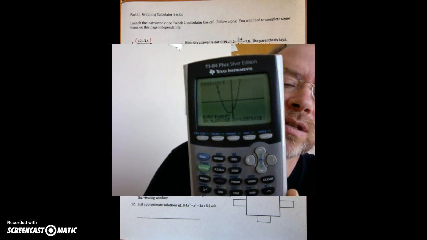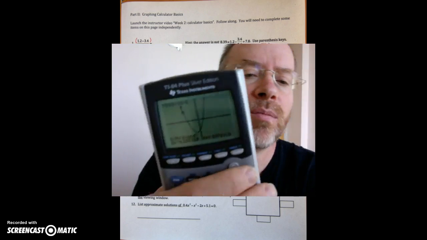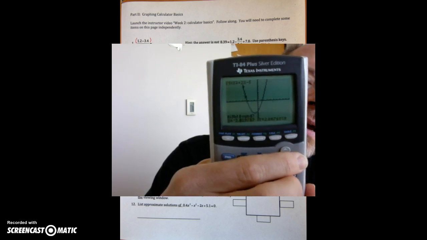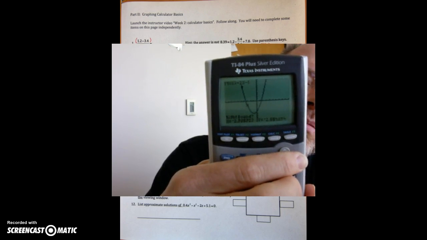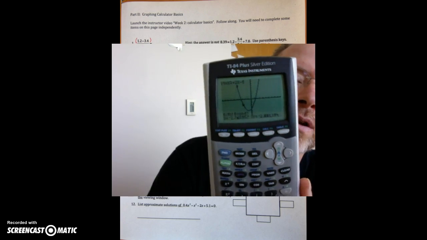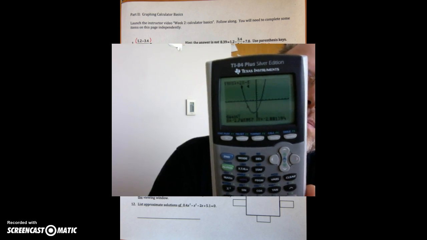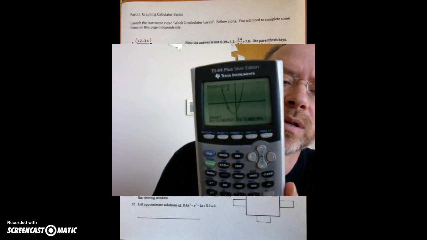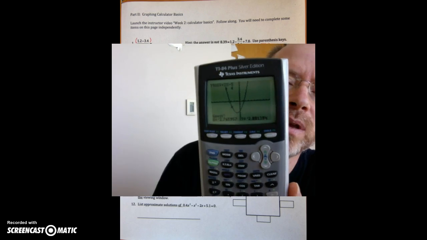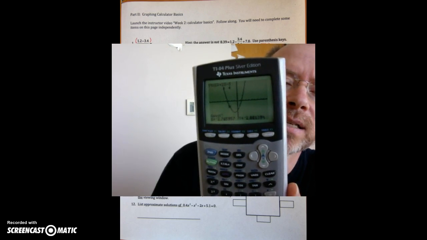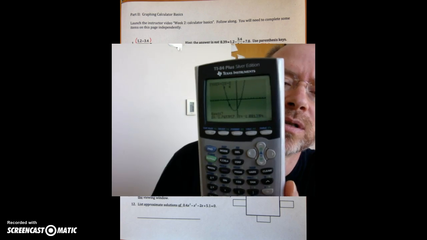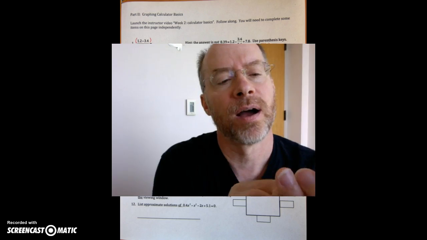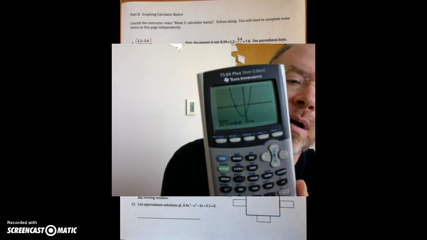Then it prompts me and says, what's the right bound? So I'm going to move to the right, and see how the cursor moves to the right. And then when I hit enter, it's going to give me a left and right bound, see the two arrows up there? What the calculator is doing is saying, I'll find a 0 in between those two arrows. Then it says guess, and you could move the cursor closer to the 0, but for most cases, if you just hit enter, that'll work. It's going to find the 0 when I do that.